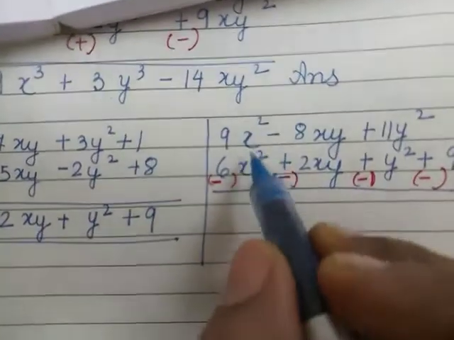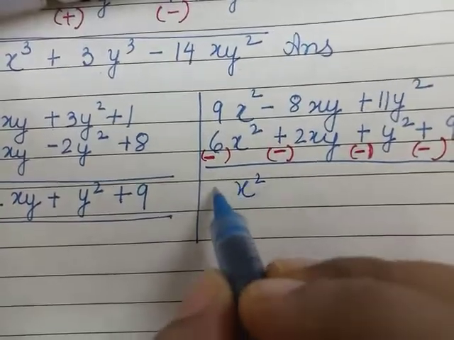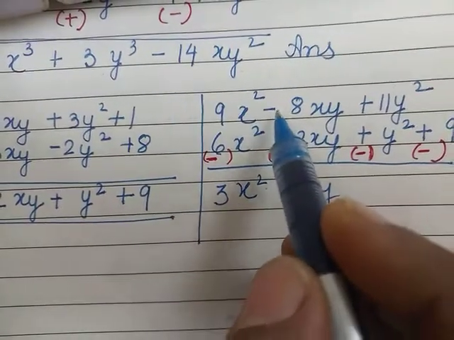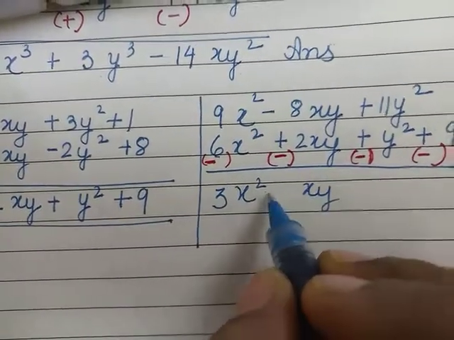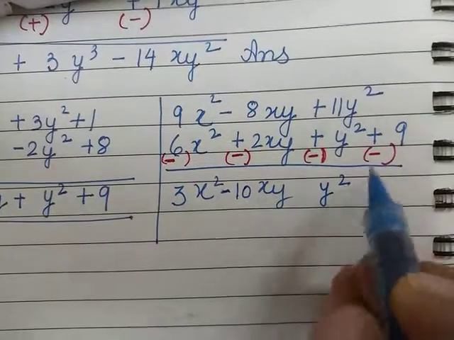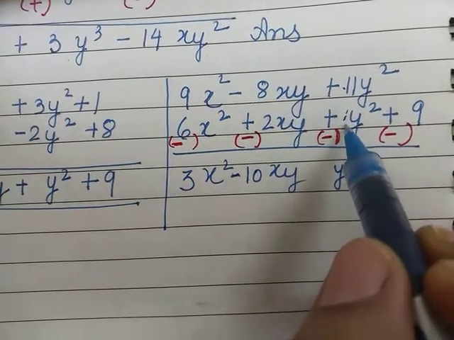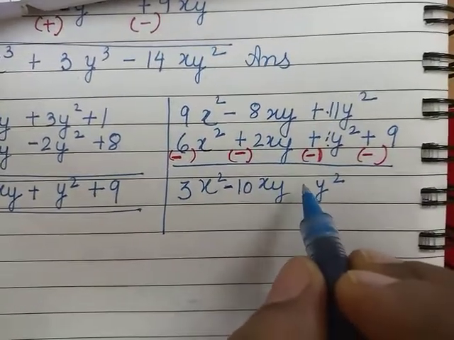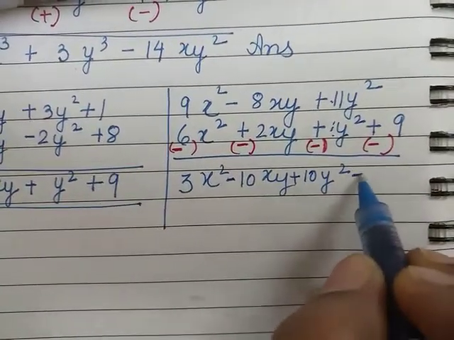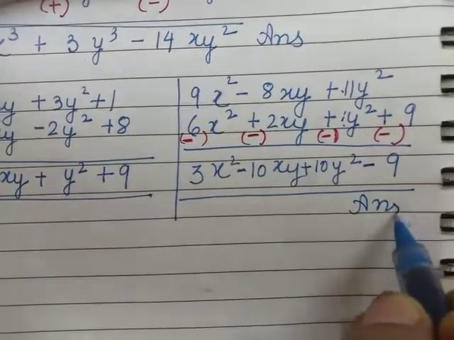Now we subtract. I copy down x square firstly. 9 minus 6 will give you 3. Now I copy down xy here. This is minus 8. This is minus 2. So it will become minus 10 xy. Then y square: plus 11, and this is minus 1. No number is there, then it is 1. So plus 11 and minus 1 will give you plus 10. Now this 9 has become minus 9. So this is the answer for your question number 5.